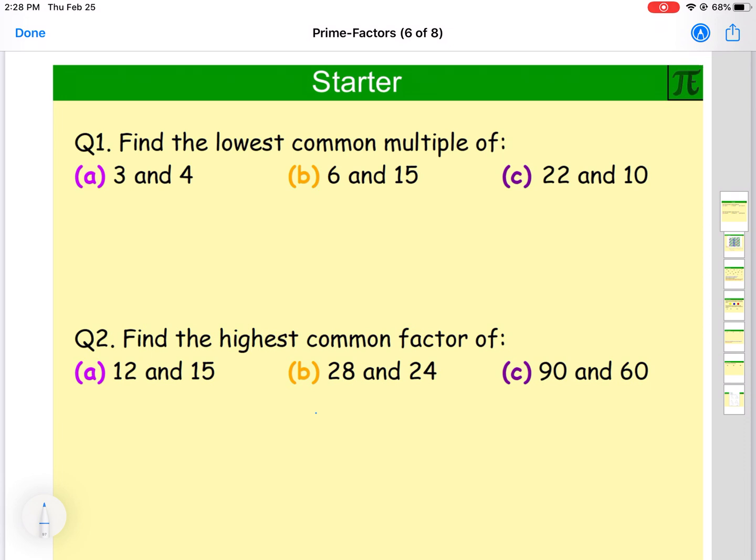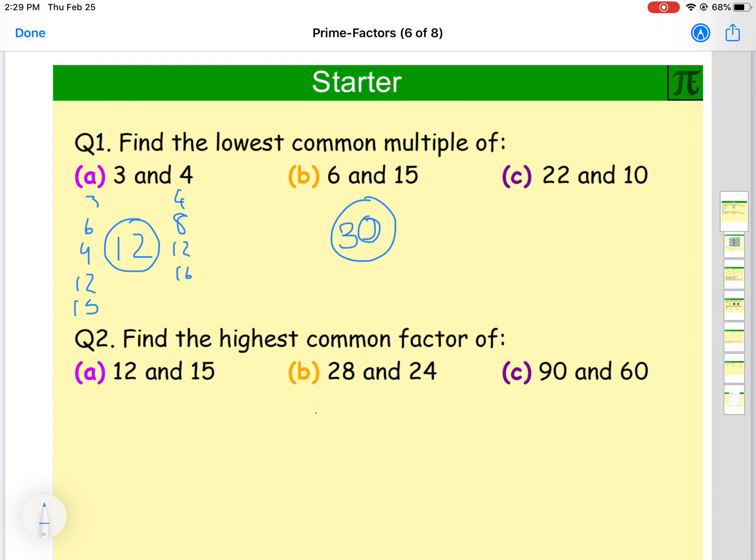Okay, so question 1, we are looking for the lowest common multiple of 3 and 4. So write out all your multiples of 3, write out all your multiples of 4. You've got 3, 6, 9, 12, 15. For 4, you've got 4, 8, 12, 16. You'll notice here that 12 is the lowest common one. When you do part B, you will find out that 30 is your lowest common multiple for those two.